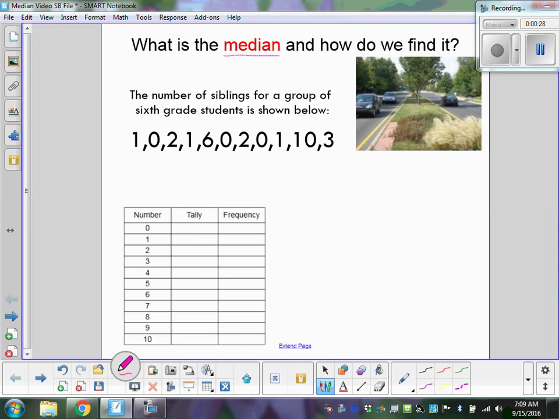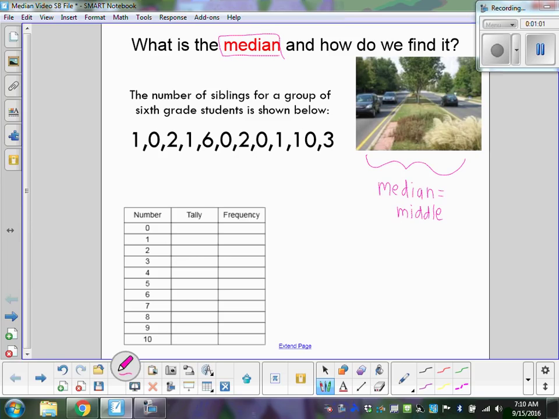So before we go any further, let's investigate what this word median actually means. If you've been out with your parents in a car, you might notice this strip of land that's in between the road. This is called the median. And the median lies in the middle of the street. So if this will help you think about what median is, keep this in mind. Today we're going to talk about how to actually find median.